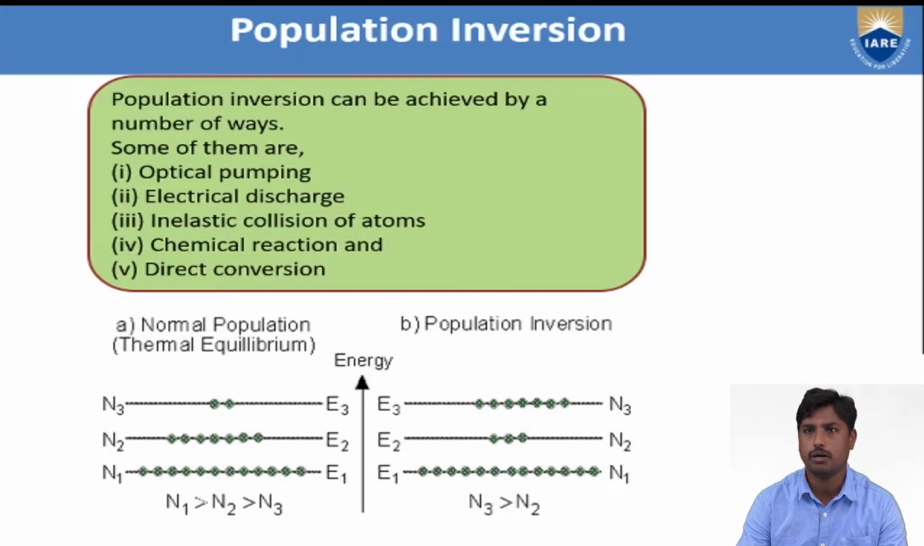What is the condition for population inversion? A minimum of 3 energy levels must be present. Minimum how many energy levels are present in a system? At least 3 energy levels. So I am giving some examples for population inversion.